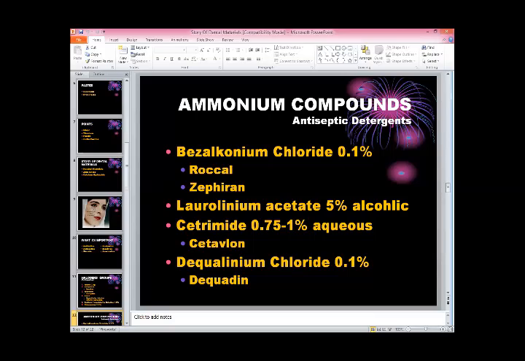Then we have one, cetrimide aqueous. It is available in the market with the name Cetavlon, and this is a 0.75 to 1% aqueous solution of cetrimide.